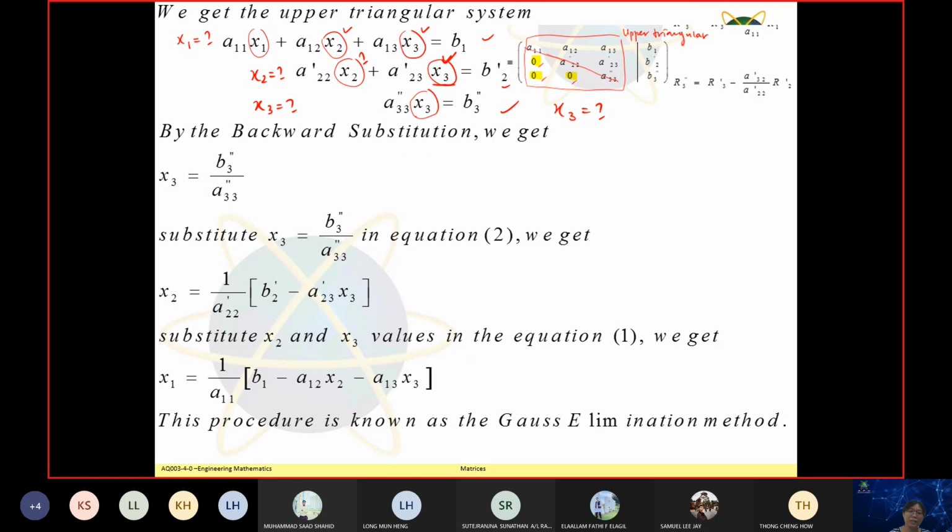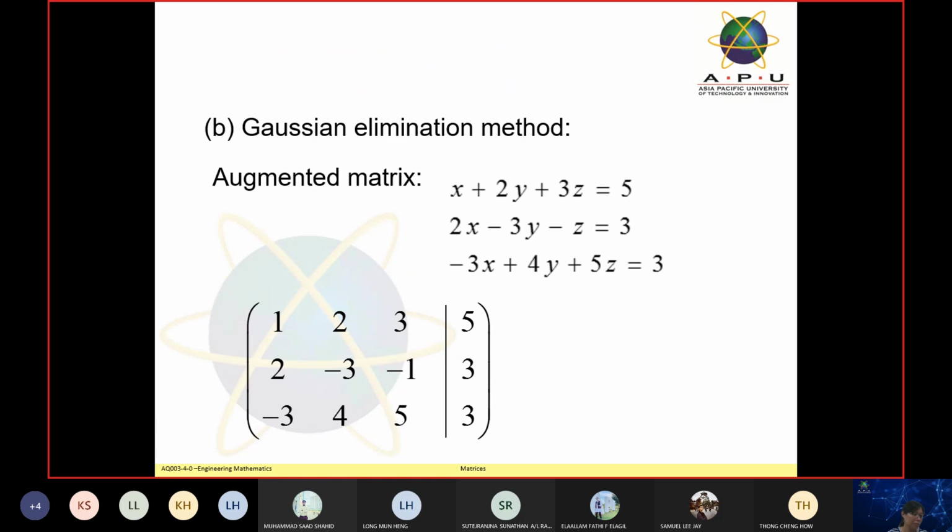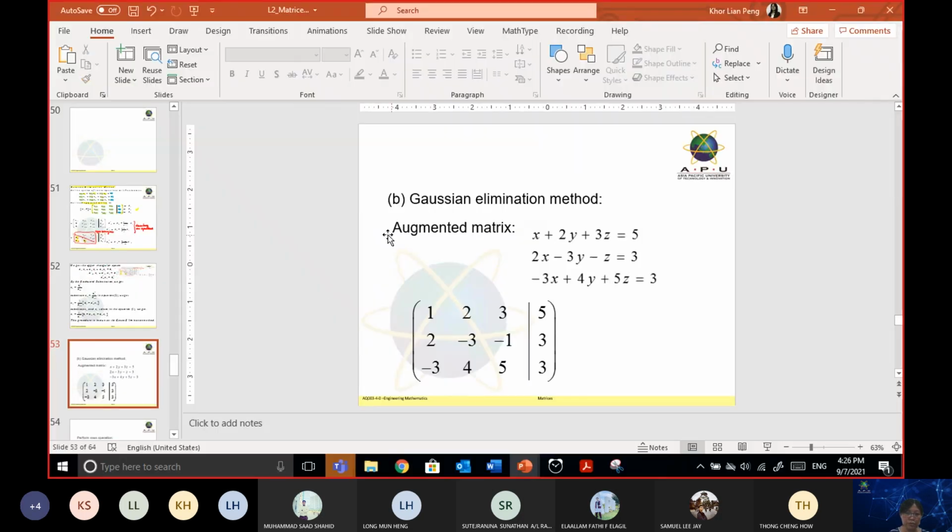For this one, since everything is put in general form, you may find it difficult to understand. So let's go through this one: the Gaussian elimination method, augmented matrix. This is an example. I think I need to go out from full screen.